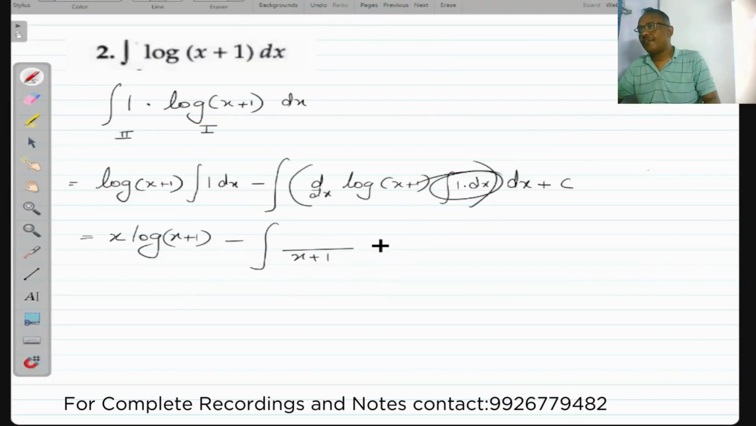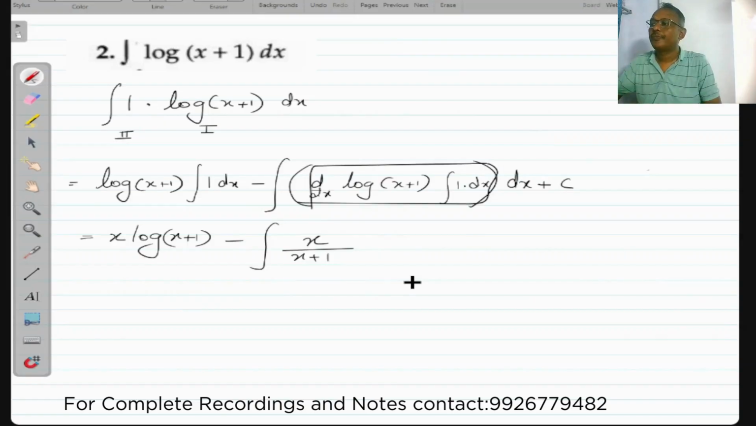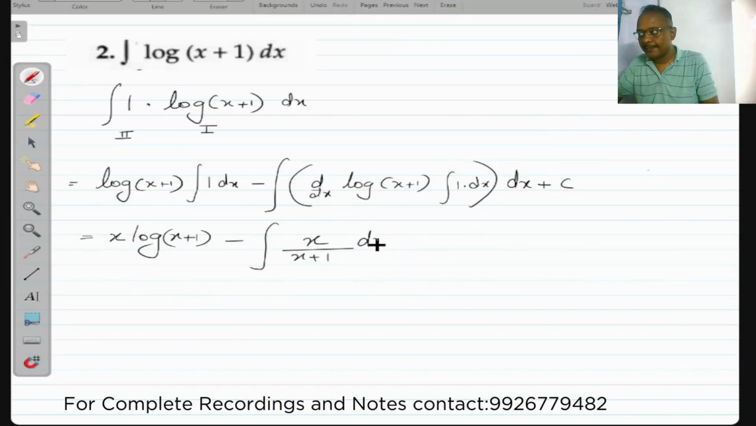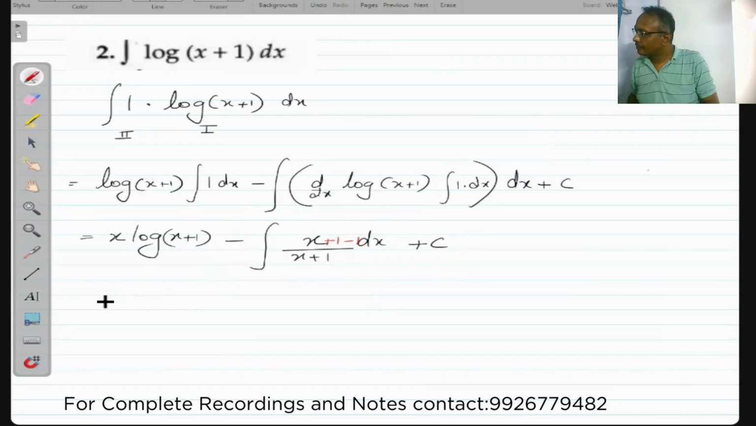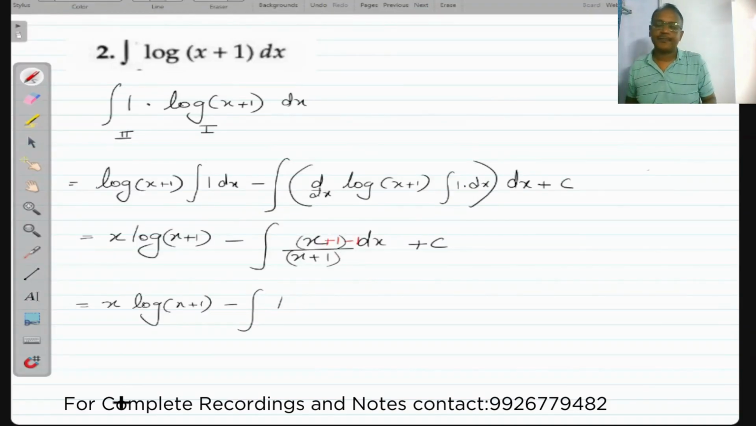What is the integral of 1? This whole packet is solved. After solving, put a dx. How do you integrate x upon x plus 1? Plus 1 minus 1. This is x log x plus 1 minus, now x plus 1 upon x plus 1 is 1, minus 1 upon x plus 1.